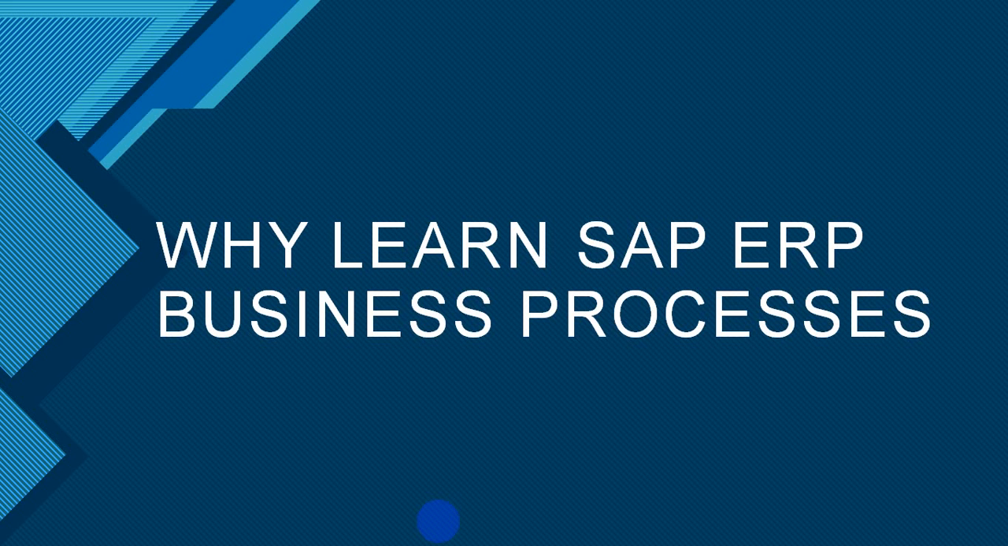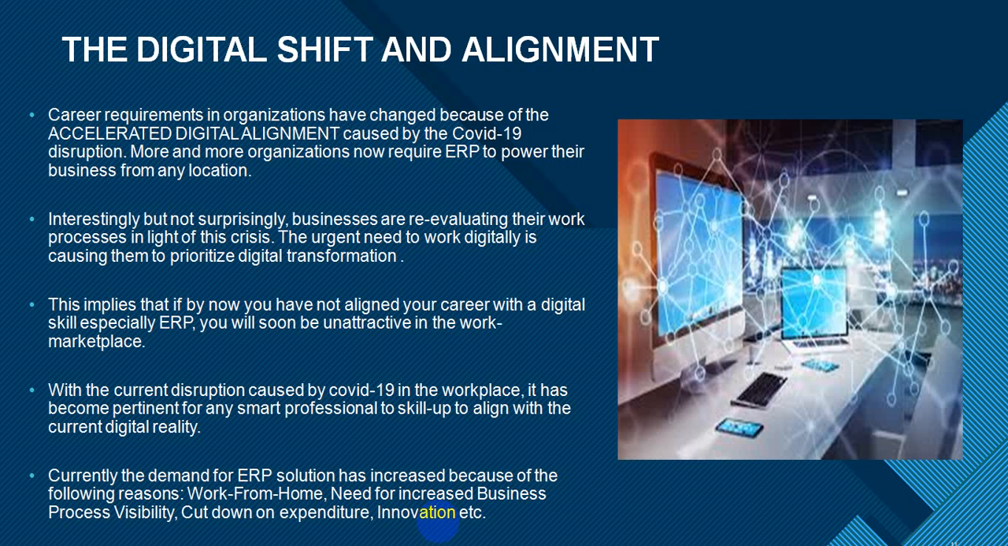While learning the SAP ERP business processes, the digital shift and alignment, career requirement. Now, this is just a brief about your career, because the reason why you want to take training is because of your career. Career requirements in organizations have changed because of the accelerated digital alignment caused by COVID-19. It has been there, but it's accelerated. More and more organizations now require ERP to power their business from any location, so people can now work remotely. Interestingly, but not surprisingly, businesses are re-evaluating their work processes in light of this crisis.